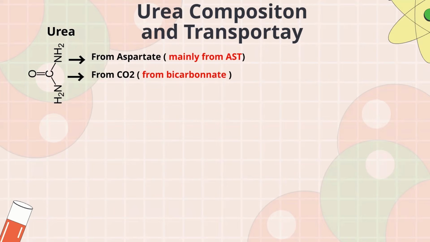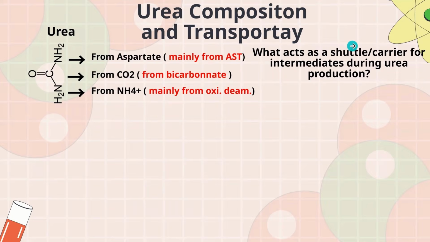Don't confuse it with the carbon skeleton producing carbon dioxide. It actually comes from the bicarbonate. And finally, the other NH2 mainly comes from NH4 plus, or ammonia, through oxidative deamination. We're familiar with this. There's also something important that acts as a shuttle and carrier for intermediates during urea production. This is just a head start for the urea cycle, and it's ornithine. We're going to talk about it now.